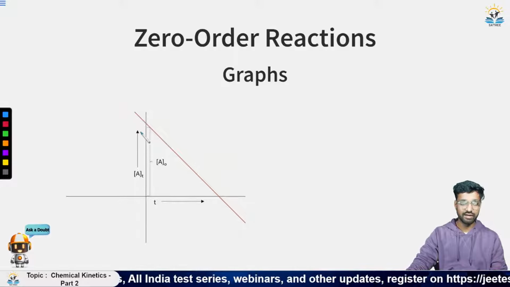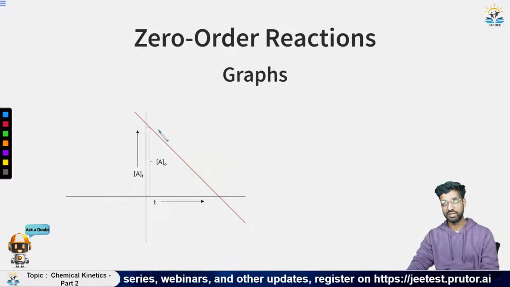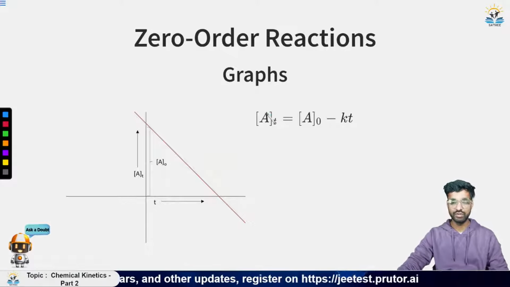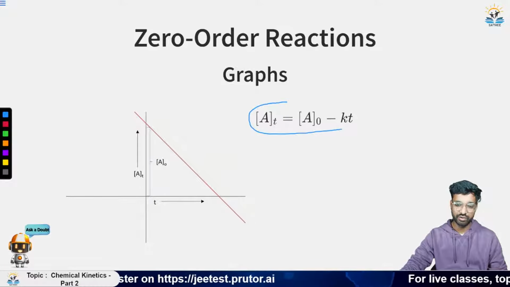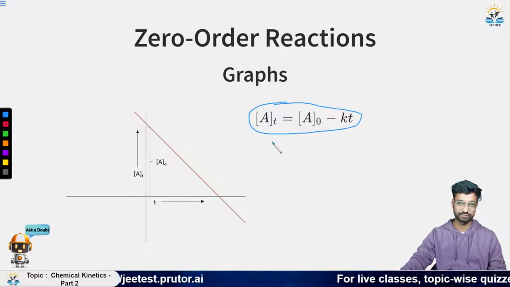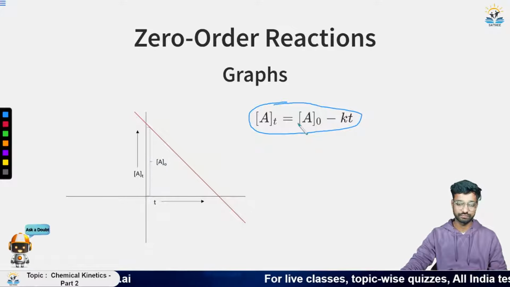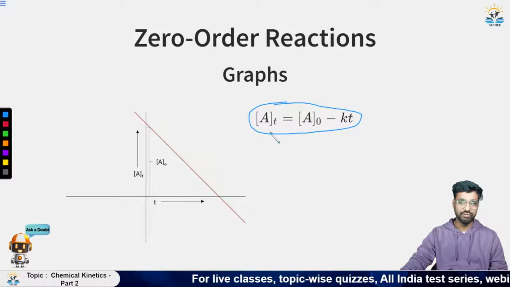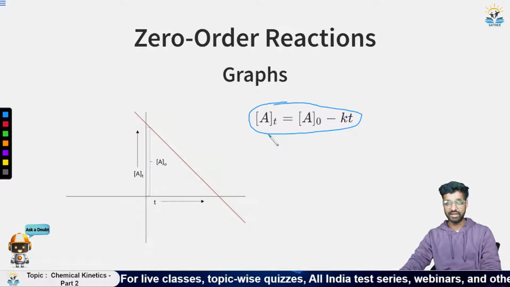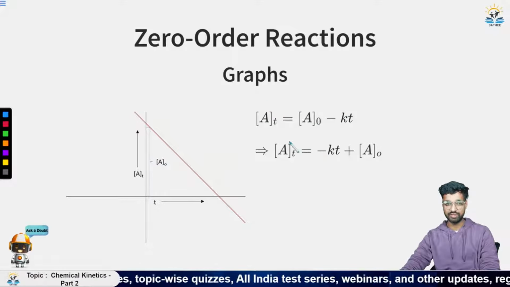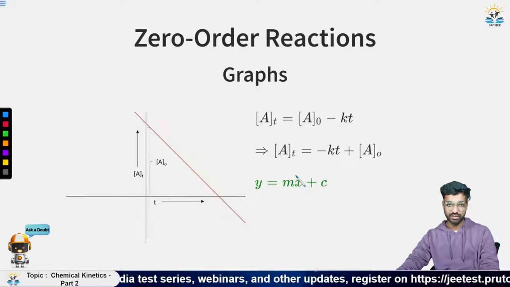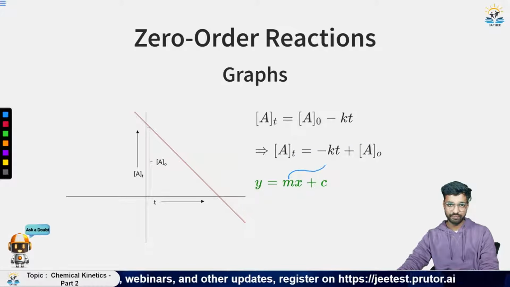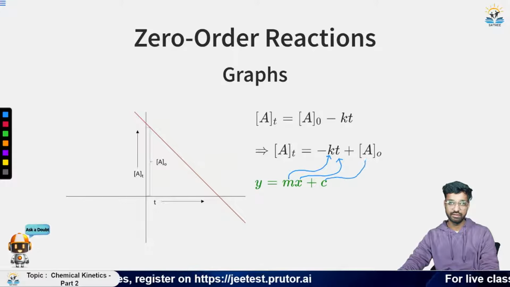Now if we look at the graph here, how will we compare it? We know the equation, we have found the equation also. It is At equals A naught minus kt. We have just rearranged those terms. Now if we compare it with the equation of a straight line, that is y equals mx plus c, you can very clearly see here that m equals minus k, x equals t, and c equals A naught.